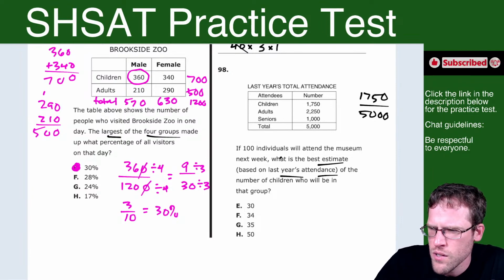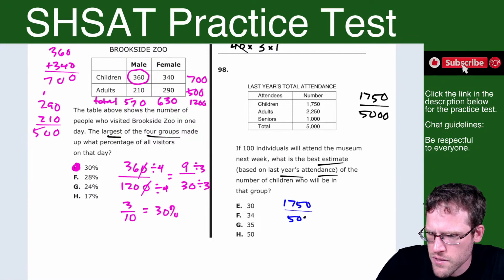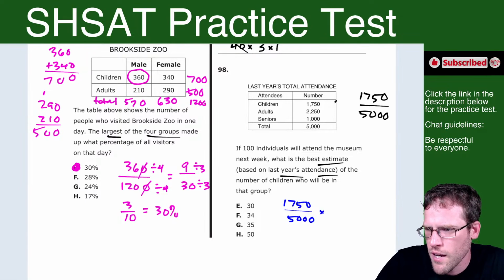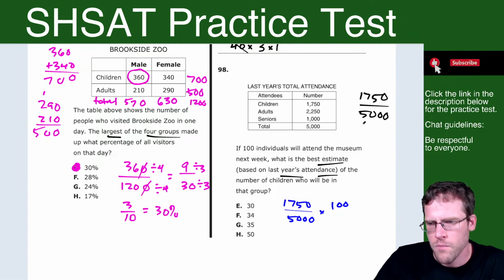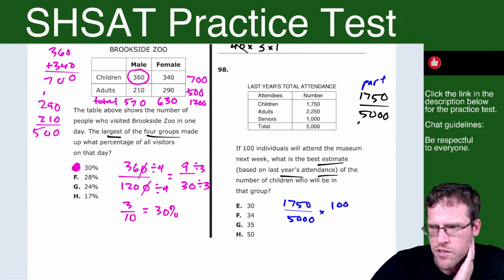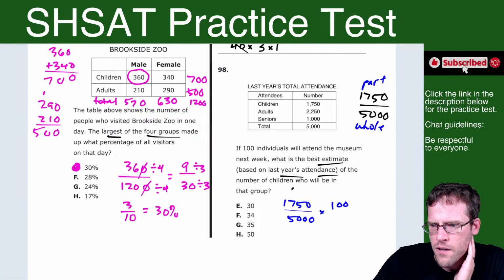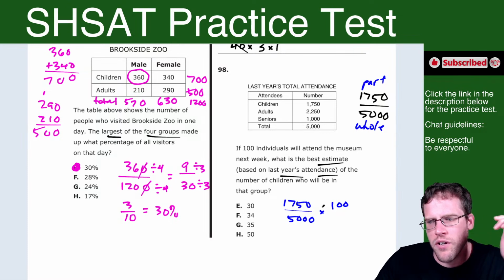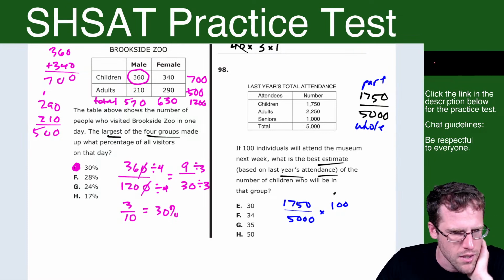So let's see. I guess we could just do 1,750 out of 5,000 times how many, 100 individuals will attend next week. So the percent here is 1,750 out of 5,000. Yes, technically times 100, but let me just rephrase how I'm saying this. The theme here, I'm just thinking out loud, is part over whole. So I take this decimal here and I multiply it by 100, and that'll give us what we need.